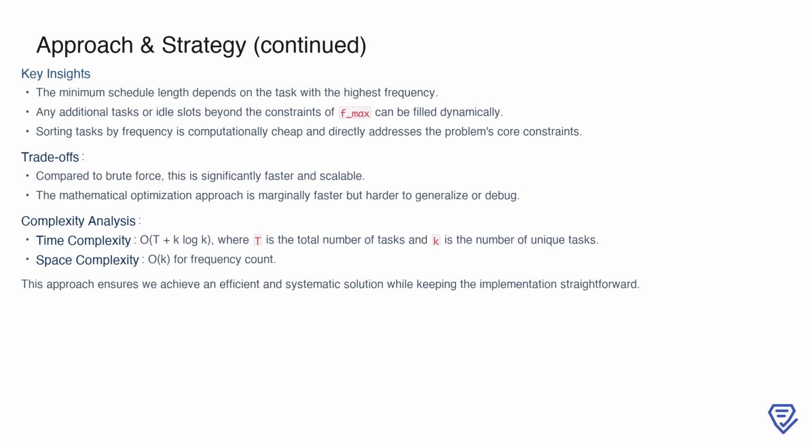While mathematical optimization is marginally faster, it sacrifices transparency and can be harder to adapt for variations of the problem. The greedy strategy with frequency counts offers a strong middle ground. Its time complexity of O(t + k log k) ensures efficiency, where t is the total task count and k is the number of unique tasks, while its space complexity of O(k) keeps resource usage manageable. This method delivers a robust and systematic solution, providing clarity in implementation without compromising on performance.